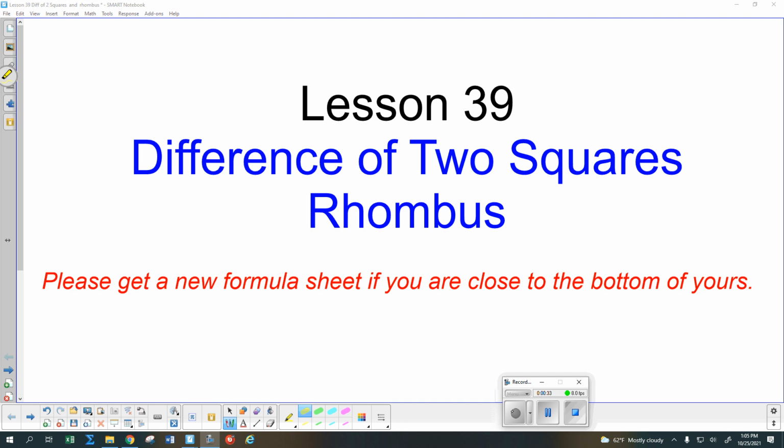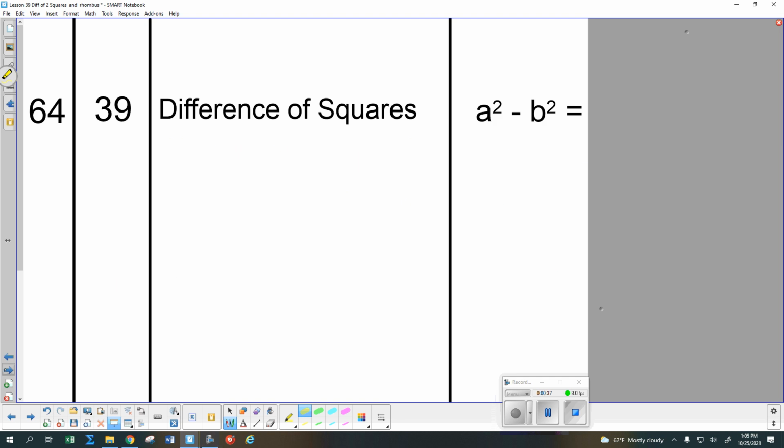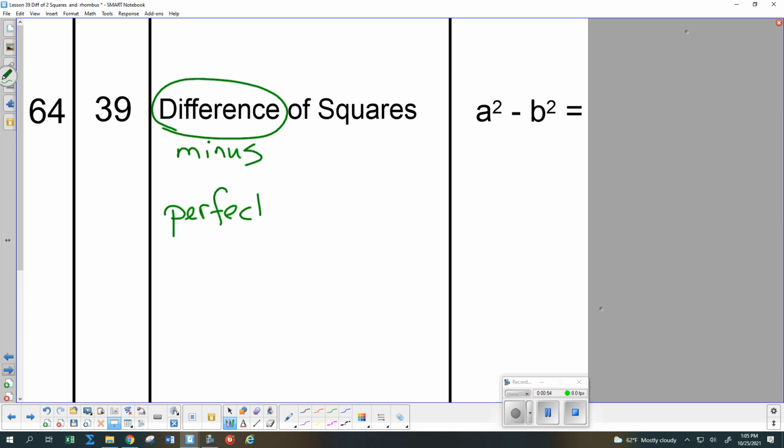these very special parallelograms. First, difference of two squares means we are factoring something that has a minus sign in it. And it means the two things before and after the minus sign are each a perfect square. We can take the square roots of them. So we have a perfect square minus a perfect square.